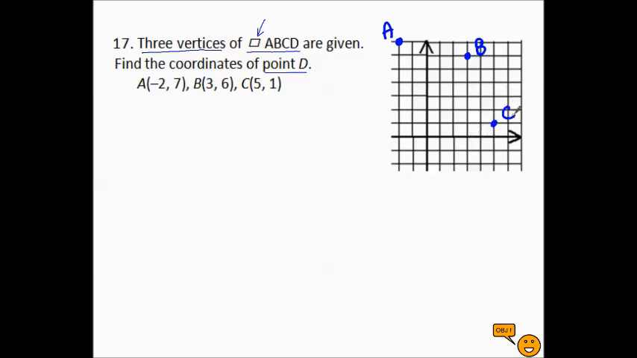And D, I don't know where it is. Let's connect the first 3 points: A to B, B to C, and C to I don't know where. Well, remember about a parallelogram that the opposite sides are parallel. Think about what we just did. We counted slope. So AB, this side right here, should be going in the same direction as the side that connects with C. So let's count how this one looks.